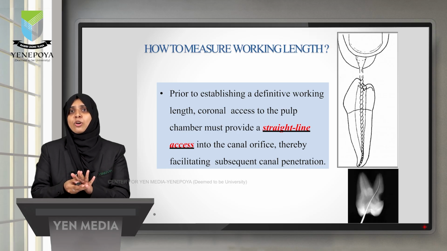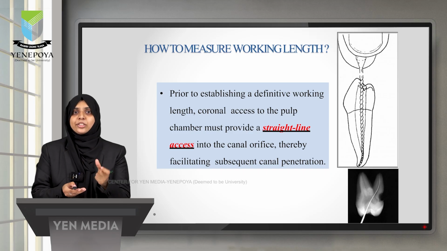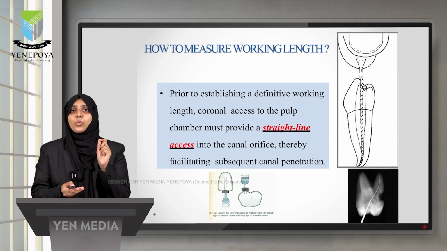In case of posterior teeth, there could be a presence of cervical bulge. All this has to be removed, which can hinder the straight line access. And in case of anterior teeth, we might also see the lingual ledge or the bulge which is present. So all this hindrance has to be removed to have a proper straight line access, after which we place the file with the stopper to determine the working length.